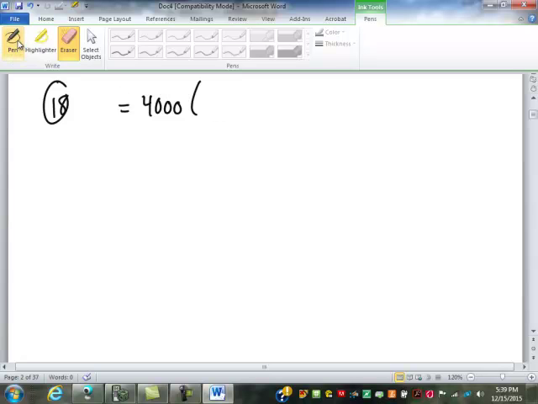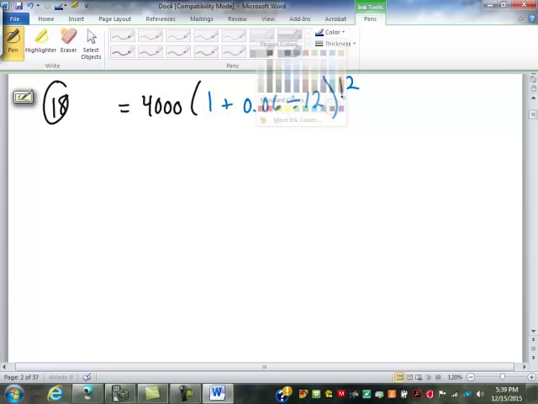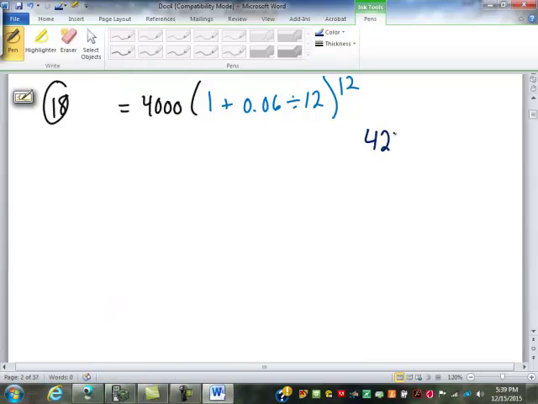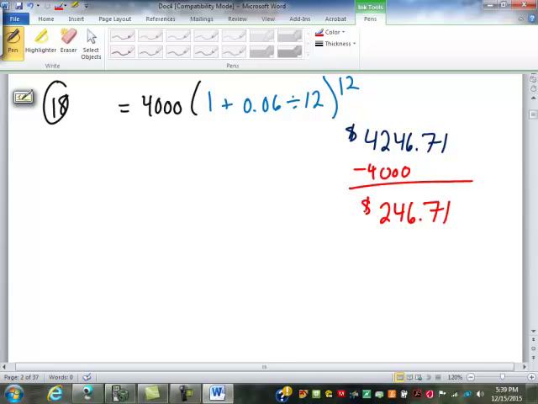This is compound interest. 1 plus 0.06 divided by 12 to the power of 12. $4,246.71. So we need to figure out how much of that is interest by subtracting the original principal of $4,000. So we get $246.71 in interest.